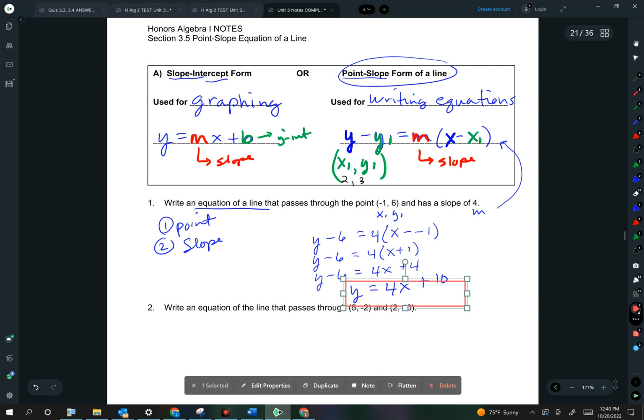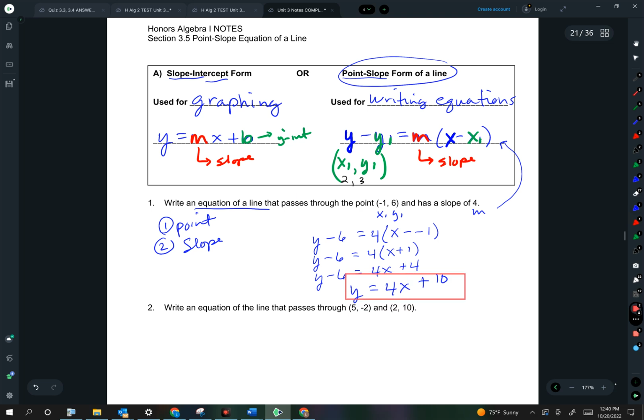This is the equation of the line they're talking about, that would pass through the point -1, 6 and have a slope of 4.